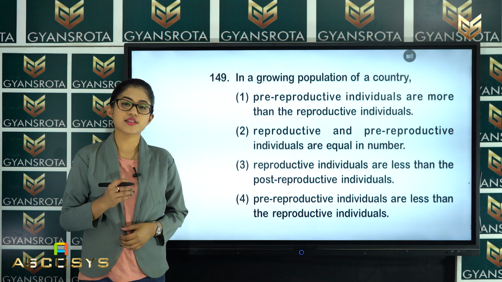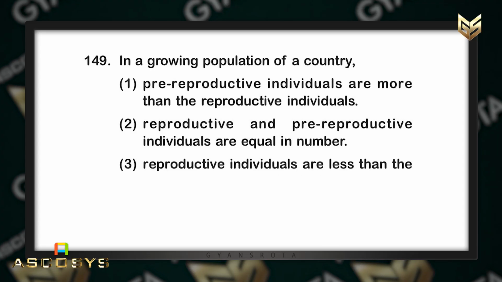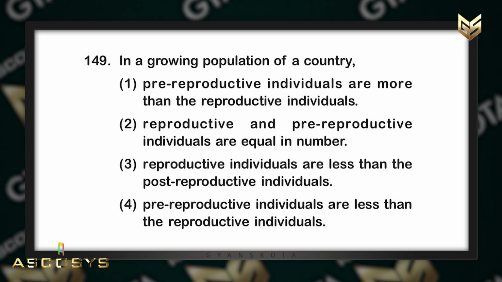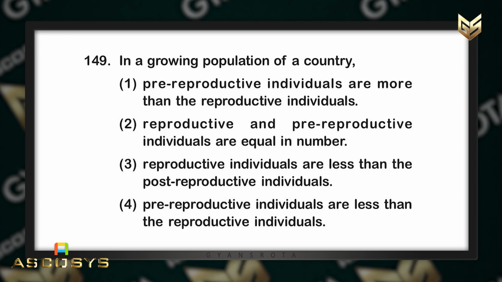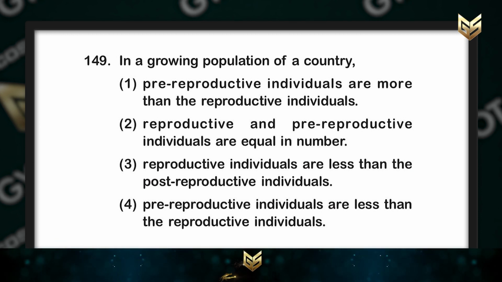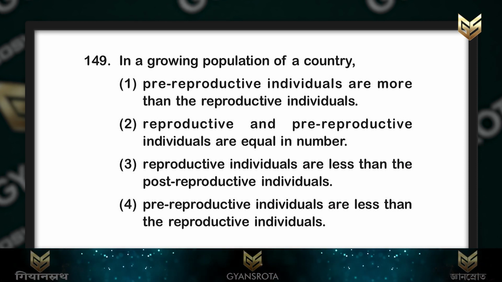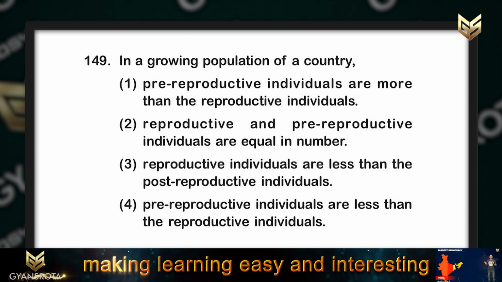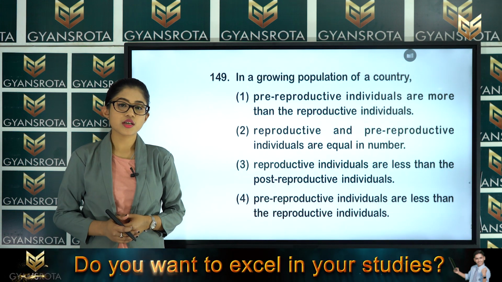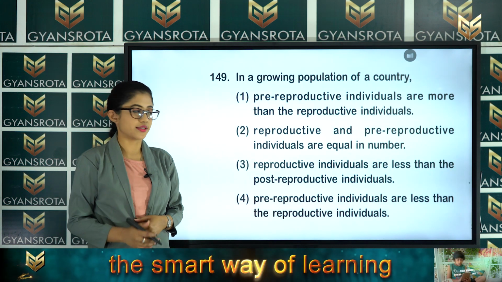So, in the next question, as you can see here, question number 149, it says that in a growing population of a country, pre-reproductive individuals are more than the reproductive individuals, or reproductive and pre-reproductive individuals are equal in number, or reproductive individuals are less than the post-reproductive individuals, and option number 4 is pre-reproductive individuals are less than the reproductive individuals. There we have discussed the distribution of age pyramids in human populations. So, which among them is the correct answer for this question? That is option number 1.